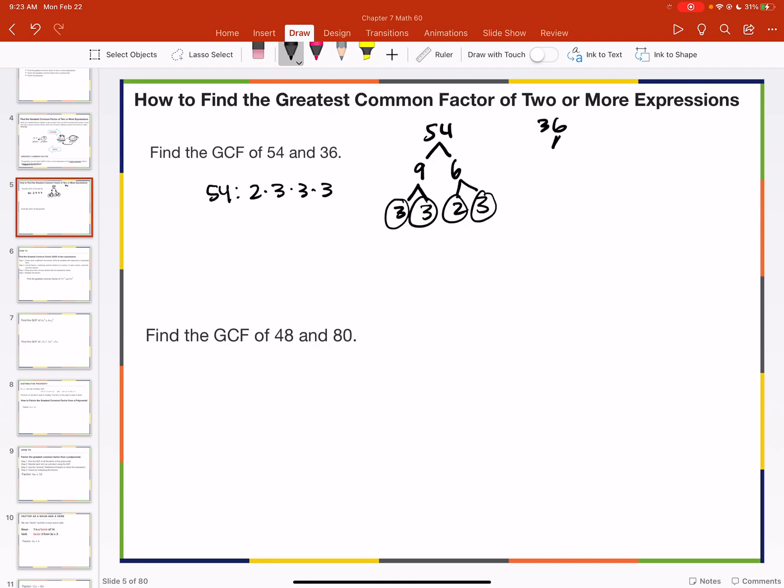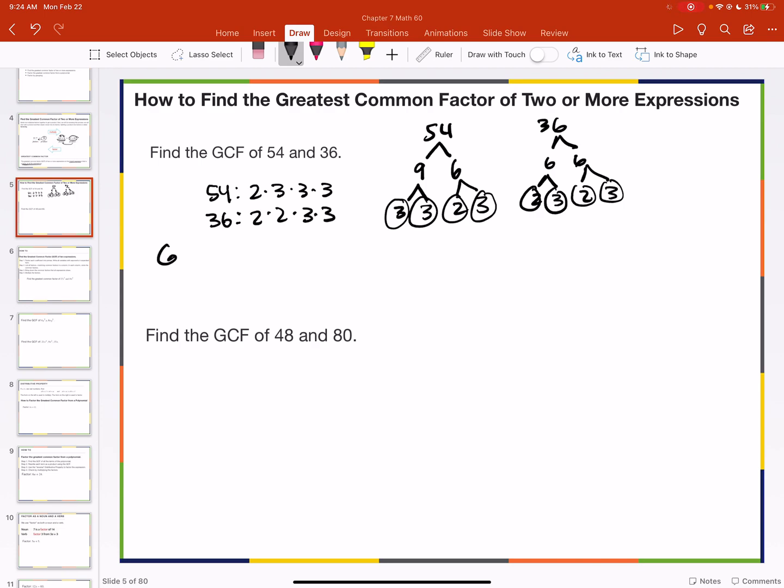Now 36 is 6 times 6, or 12 times 3. The great thing about prime factorization is that it doesn't matter how you start, in the end you're going to end up with the same result because you're going to factor a term right into primes. So the factors of 36 are 2 times 2 times 3 times 3. Okay, so what do they have in common?